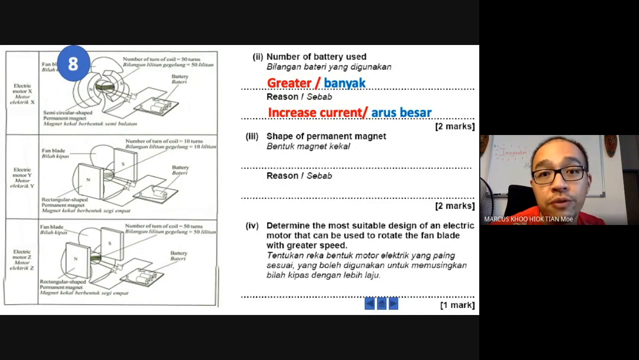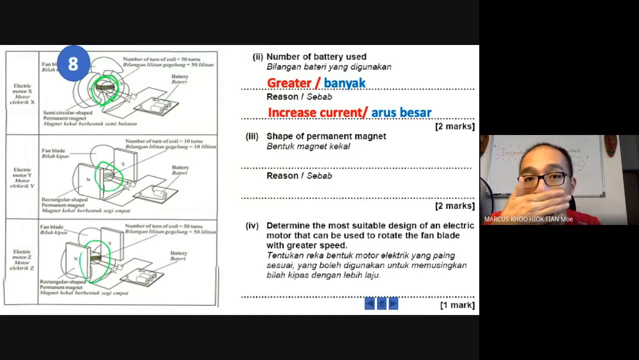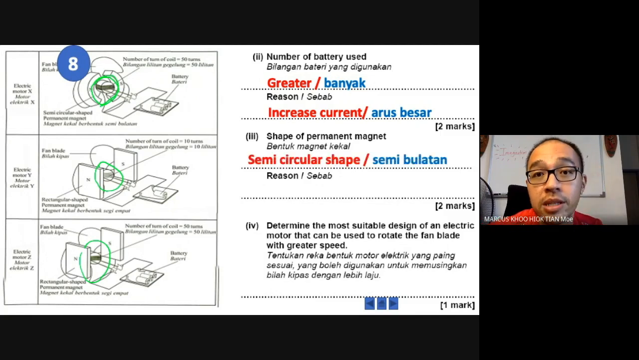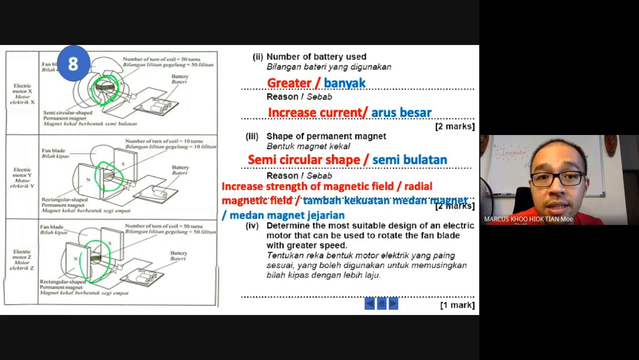This motor is to move the fan, and when you look at how the coils are placed, they're actually placed in a cylinder, just like our ammeter case just now. So actually, the best shape would be the semicircular shape. The reasoning is not wrong, you increase the strength of the magnetic field, but we have a radial magnetic field. So a lot of things depend on what kind of shape we are making the coil.